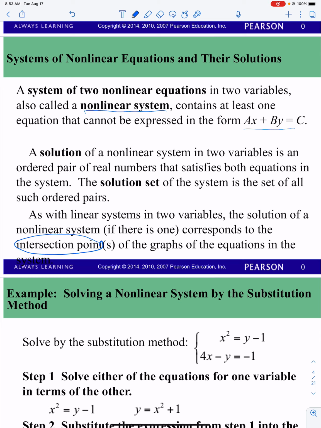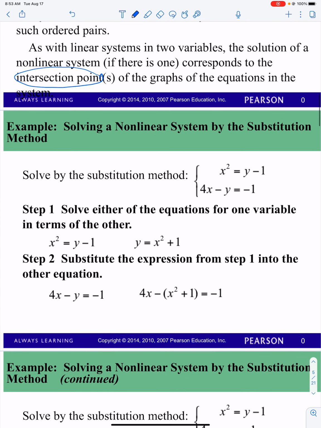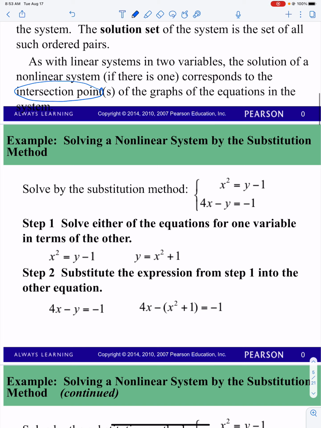in the system. Okay, so for this one, x squared equal to y minus 1, and 4x minus y equal to negative 1. When you just look at this, do you want to solve for x? No, it's too much. So what do you want to do? Maybe substitute for y. When could you use substitution? When the coefficient of the variable is 1. So what will we have? y equal to x squared plus 1.